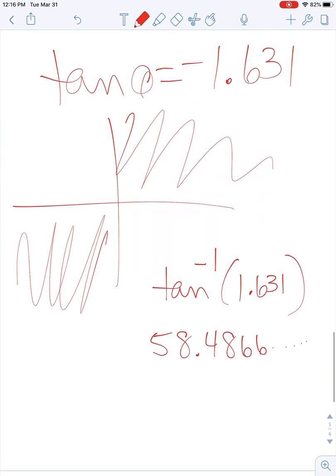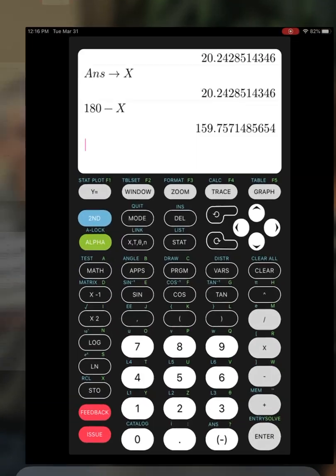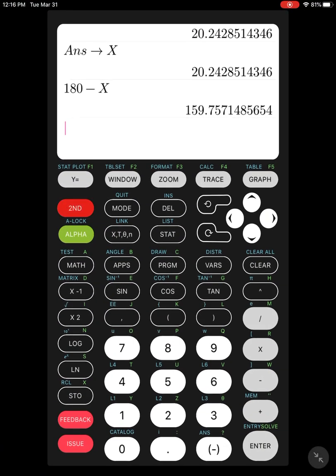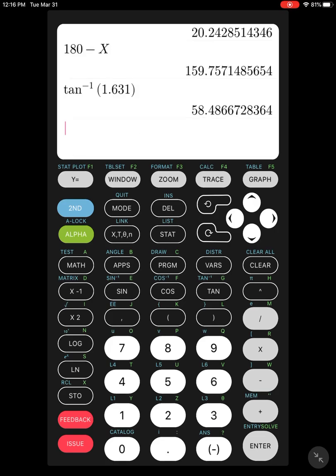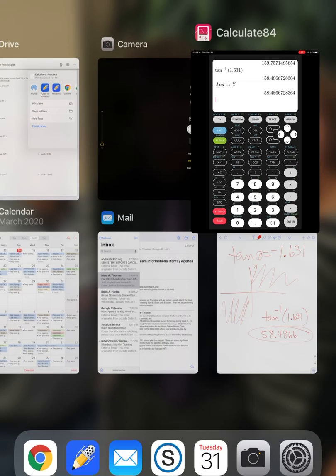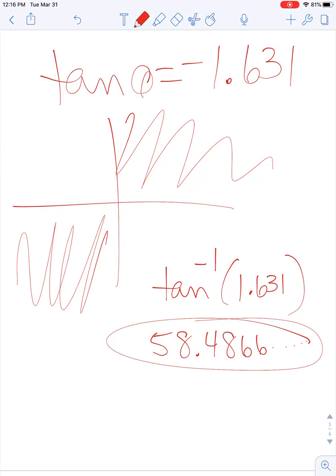Okay, once again, I'm going to store that in for x. So maybe I should do this in the calculator here. Inverse tangent of 1.631. That's my reference angle. I store it in for x. Now I'm going to use my calculator to get all my answers. If I'm in the second quadrant, I know I'm subtracting because I'm not going to get all the way to 180.